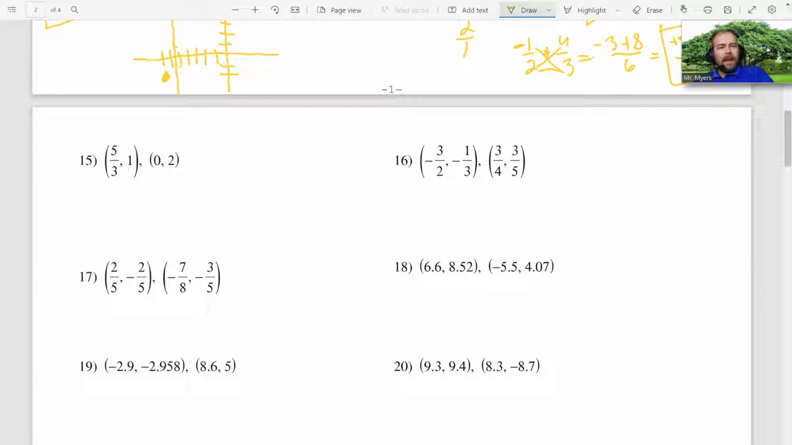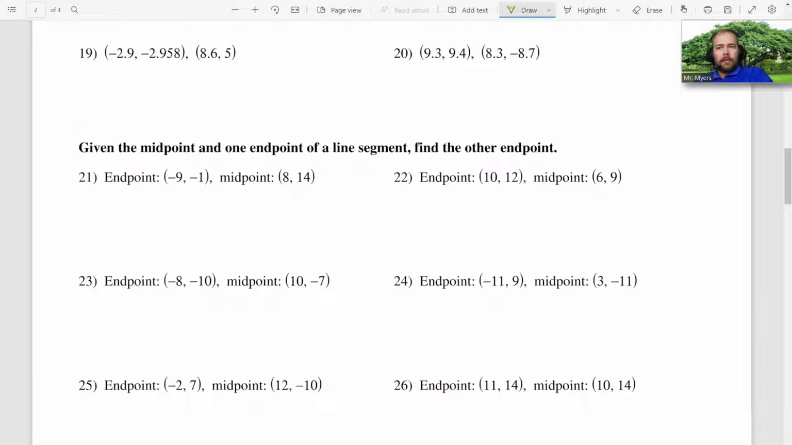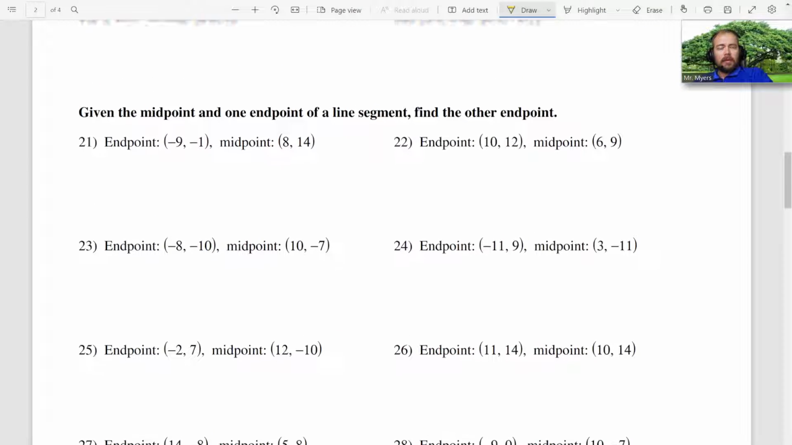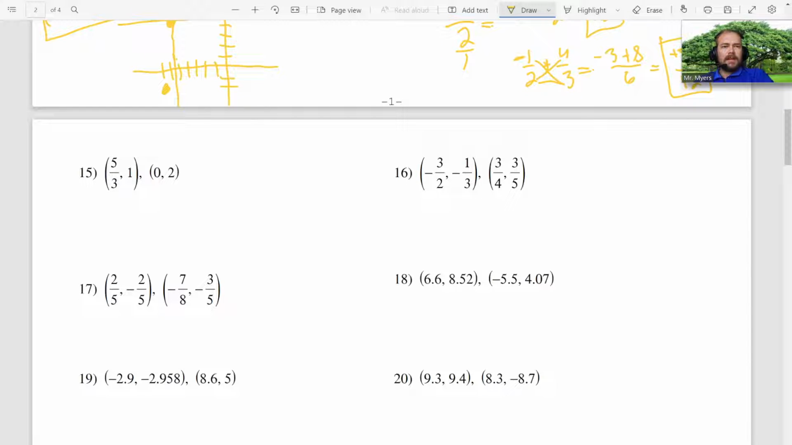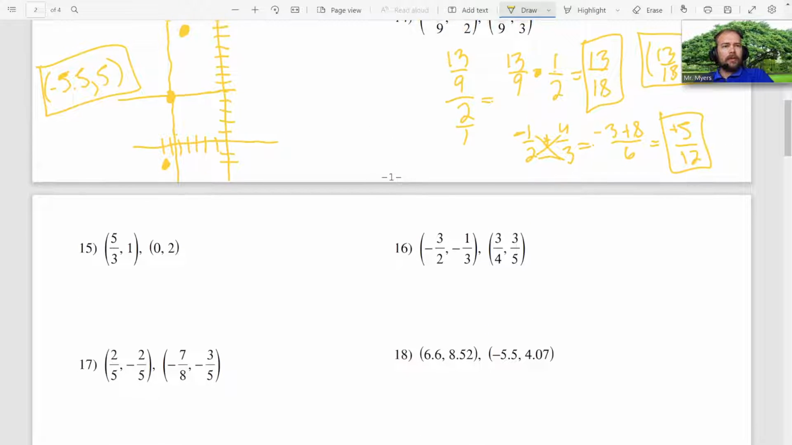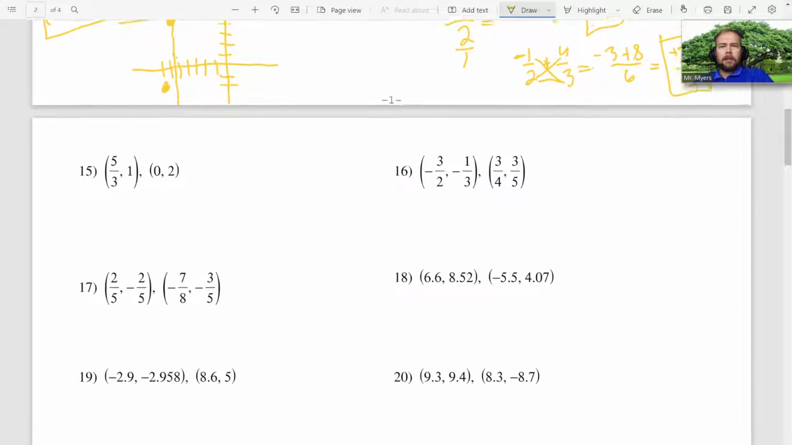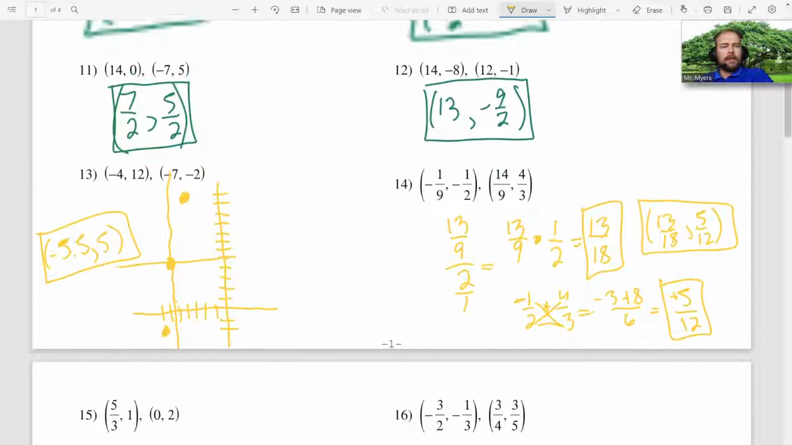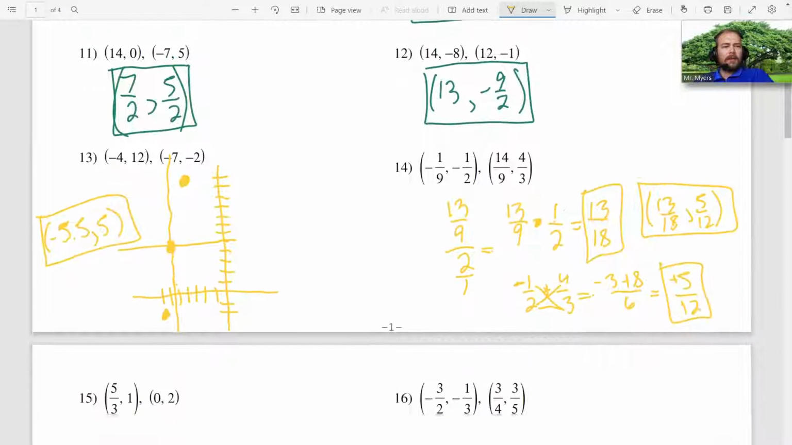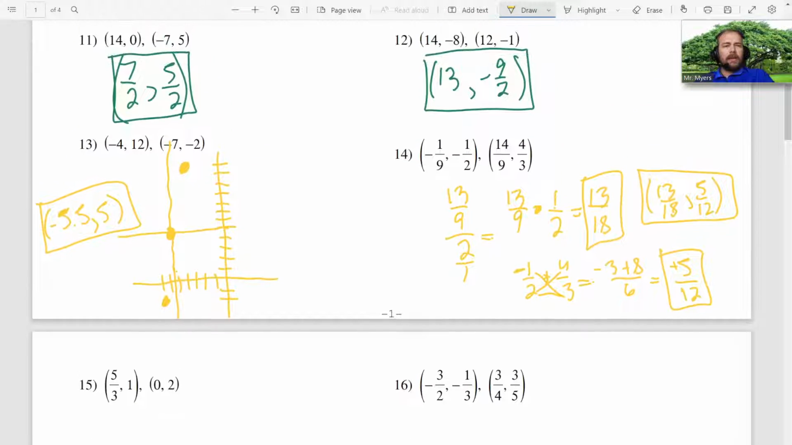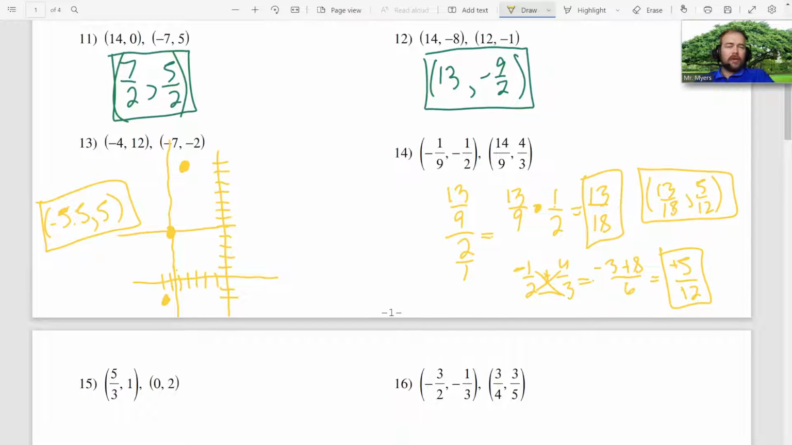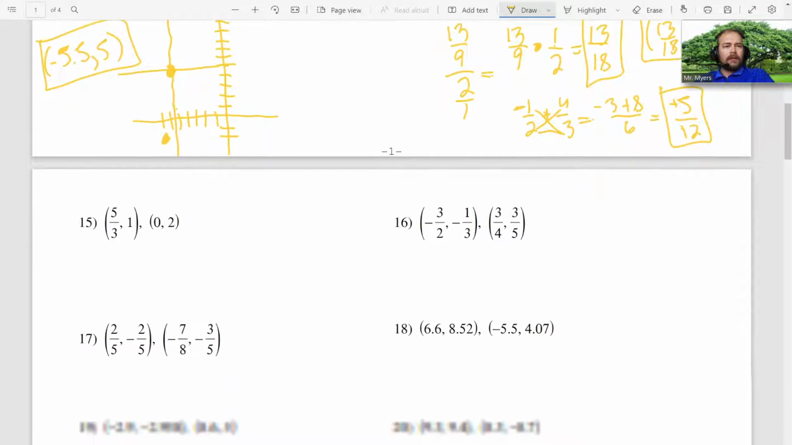We are halfway there. And then we've just got some of these where we've got an endpoint and a midpoint. So actually, you know what? For time's sake, because I'm a little bit short on time today, why don't we go ahead and call it a day for this one. And I'll put the link for the other video in the description of this one once I shoot the other video for this whole worksheet.